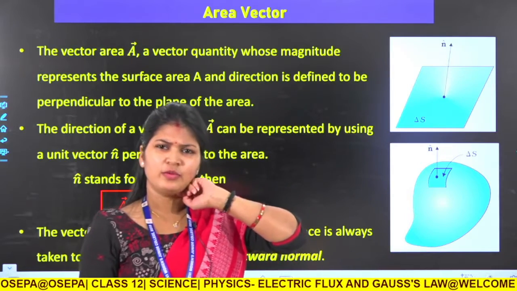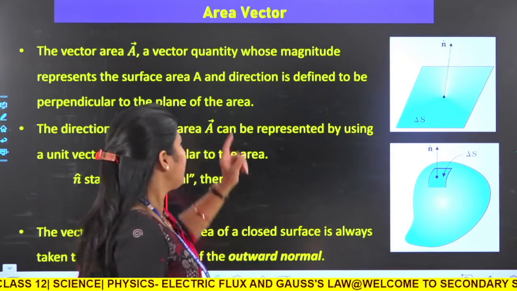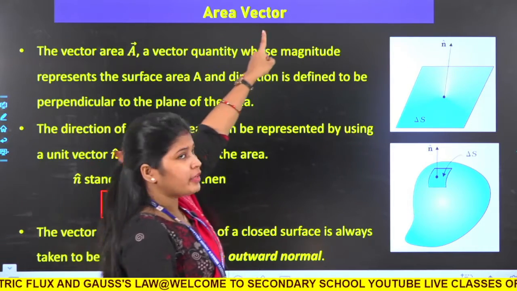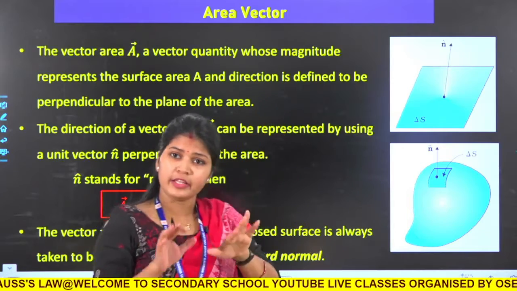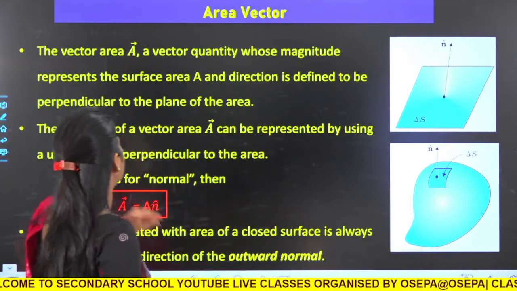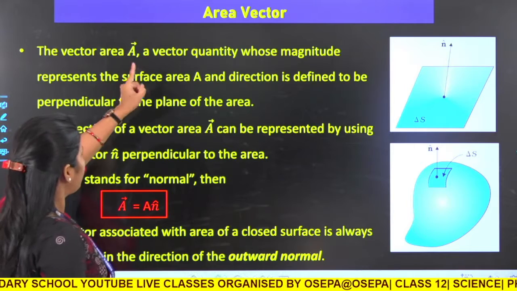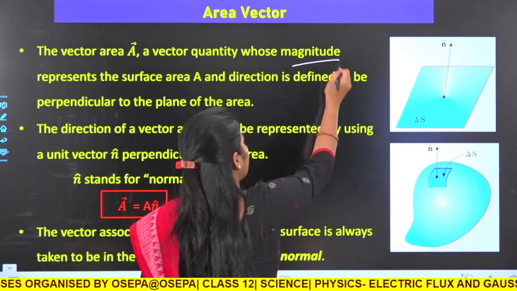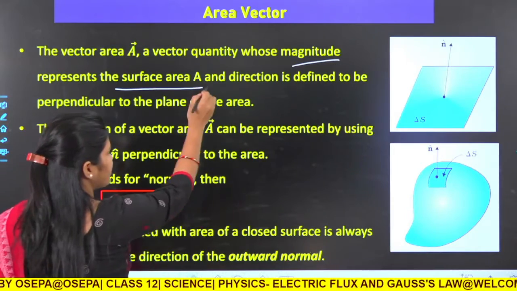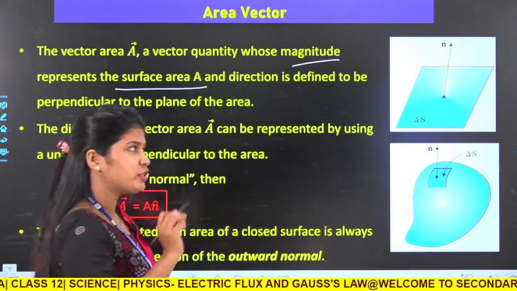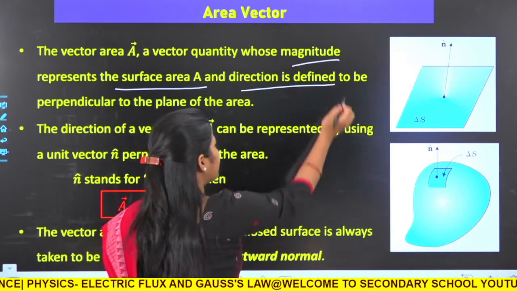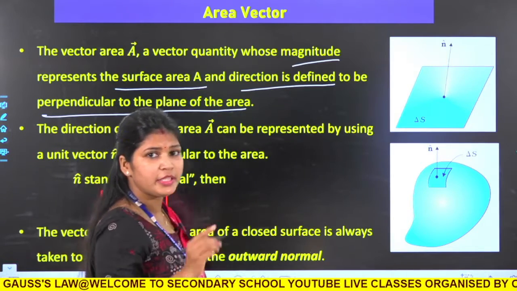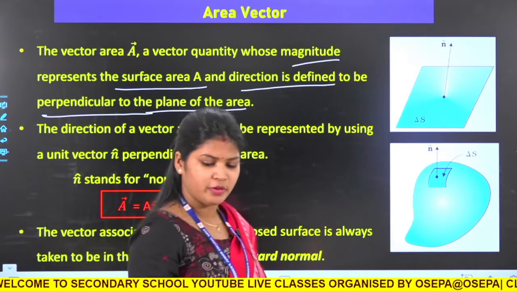Area vector. We know area is a scalar quantity. Then how is area a vector? Listen, as it is a vector quantity, it should have both magnitude and direction, isn't it? That means it is a vector area A, whose magnitude represents the surface area, and the direction is defined to be perpendicular to the plane of the surface. Remember this, perpendicular to the plane of the surface.